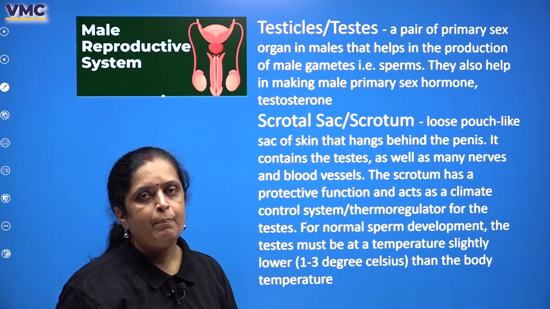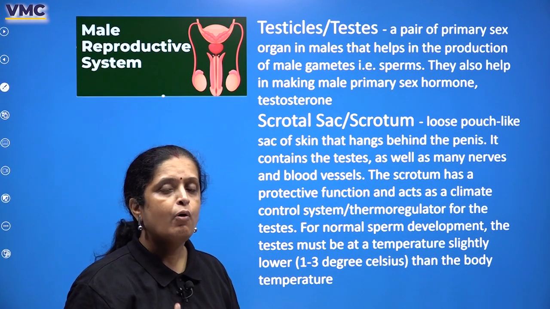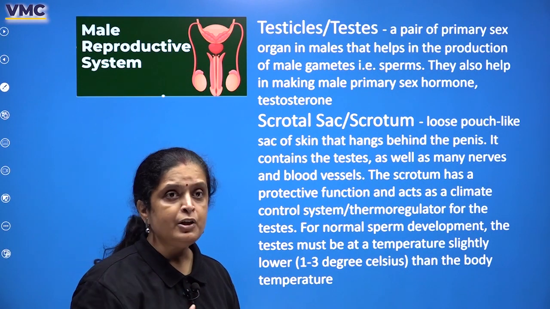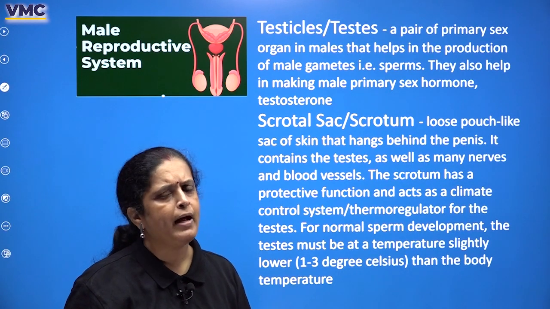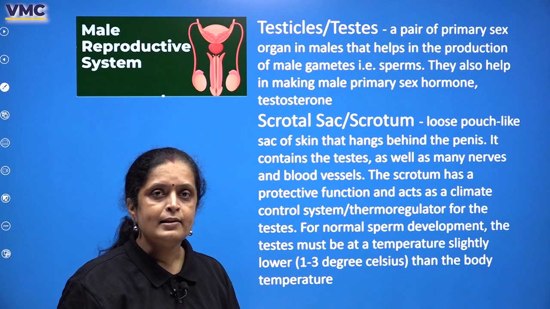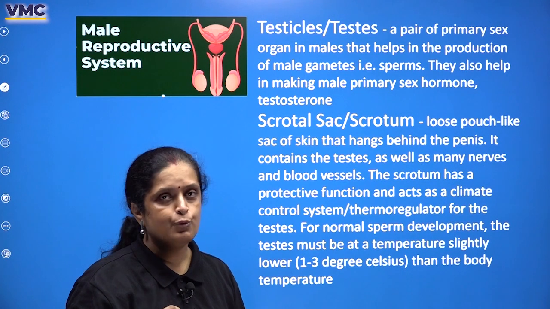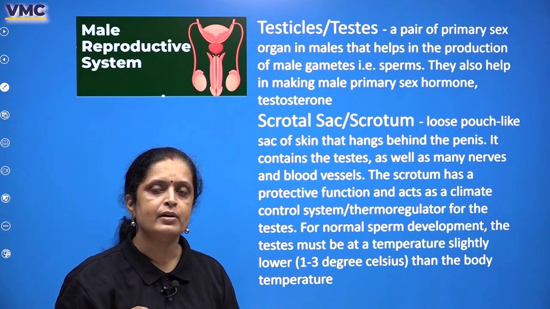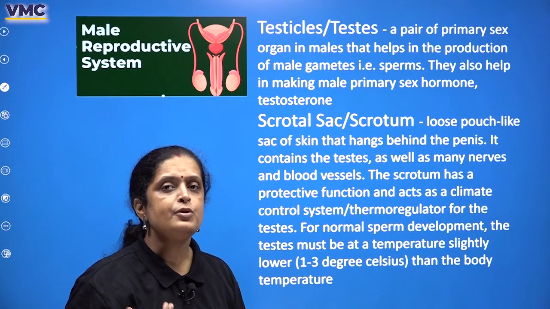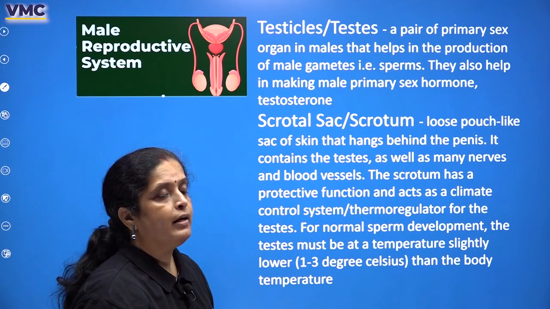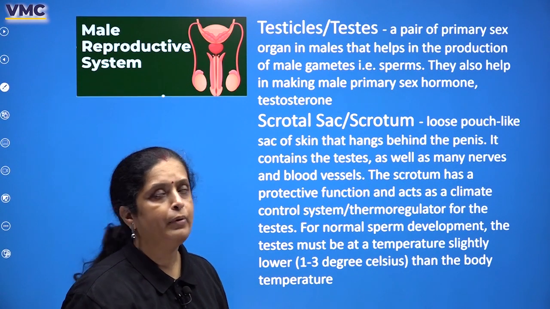Testis. Male have a pair of testes, two testes, and this testis produces sperm and also produces testosterone. Now the major question is, why is it outside? Why is it placed in the scrotal bag outside the abdominal cavity? Because testis needs 2 to 3 degrees lower than body temperature for producing sperm. Yes, the testis requires 2 to 3 degree lesser temperature than the body temperature to produce sperm, right? And that is why this testis is placed in scrotal bag, a muscular bag outside the abdominal cavity.